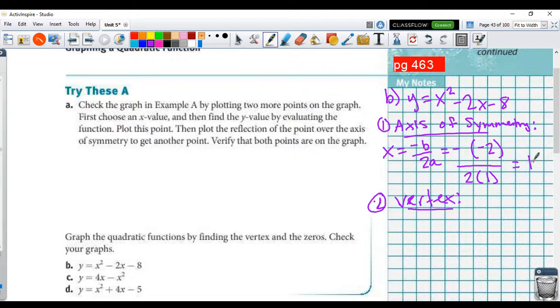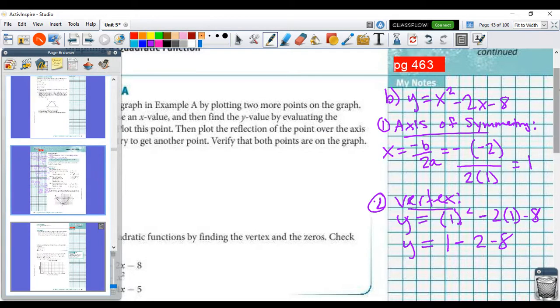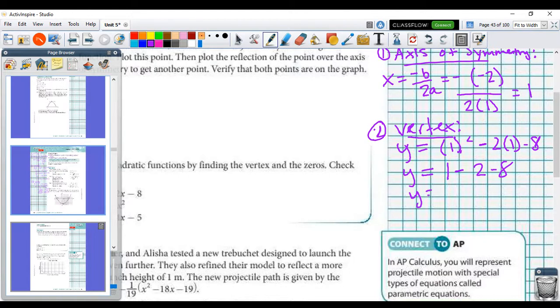So step 2 is to find the vertex. Okay, so we're going to plug in 1 for x, that's the x value, to help us find the y value. So we have 1 squared minus 2 times 1 minus 8. So that's 1 minus 2 minus 8. If we simplify that, we end up getting negative 9. So we have our vertex, we have the x value, we have the y value, so 1, negative 9. So you could actually plot that.